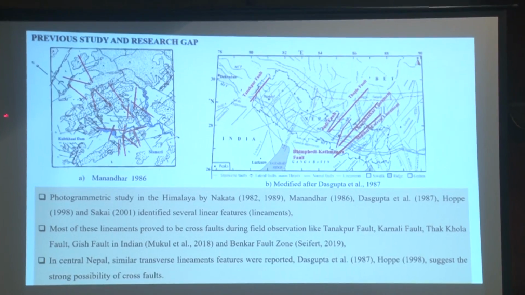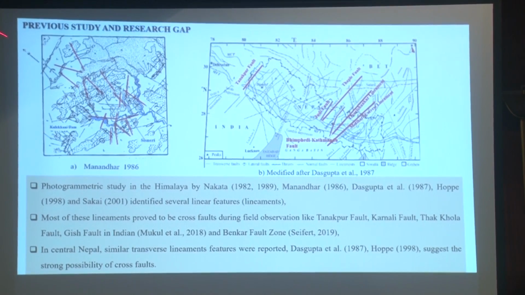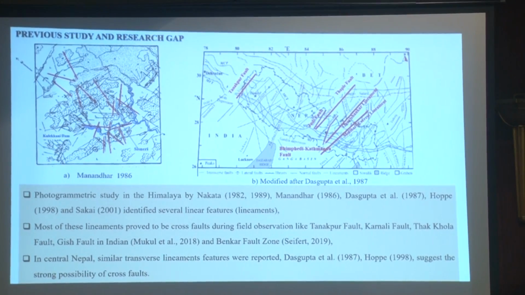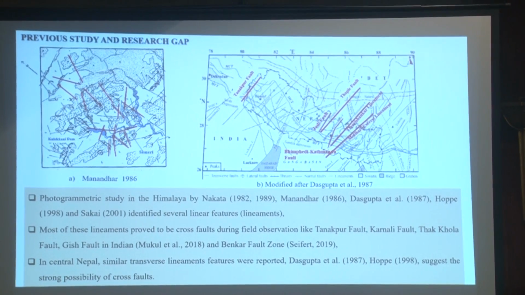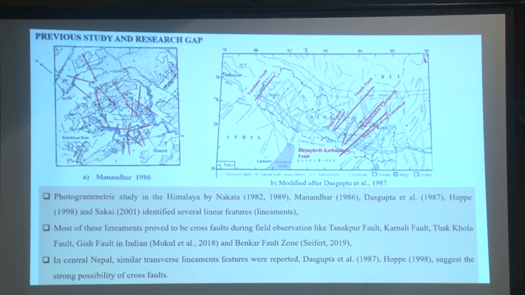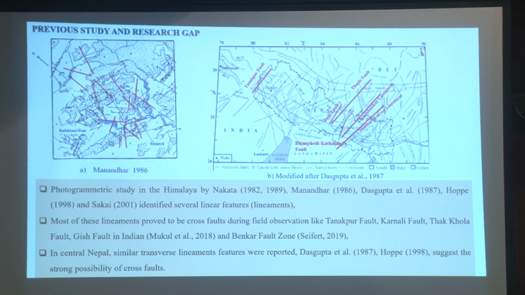Initially in the Marku area, in 1986 a photogrammetric study was done in the Kulekhani watershed, and he identified several linear structures. We can see that at the top here, this is the north direction, and he identified several linear structures trending towards the northeast. This is the Kulekhani dam, we can see here in the red line. After that, Dasgupta in 1987 also studied the linear features in the Himalayan regions through the same photogrammetric study, and he identified several linear features which were later verified as cross faults during field observations.